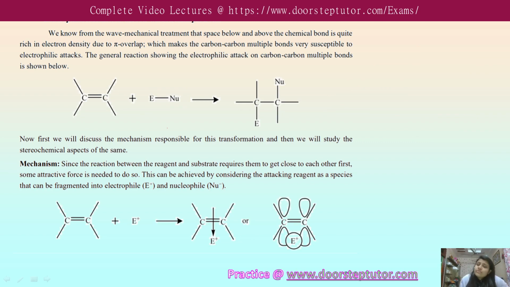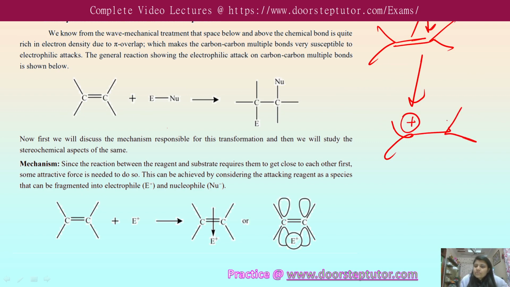So you have to see how you are going to break the electron density. If the electron density breaks in this way, it means we have a positive charge on this carbon and a negative charge on this carbon. The positive carbon will be occupied by the nucleophile and the negative carbon by the electrophile, because an electrophile wants electrons and a nucleophile donates electrons. In such a way, an alkene is converted into an alkane.